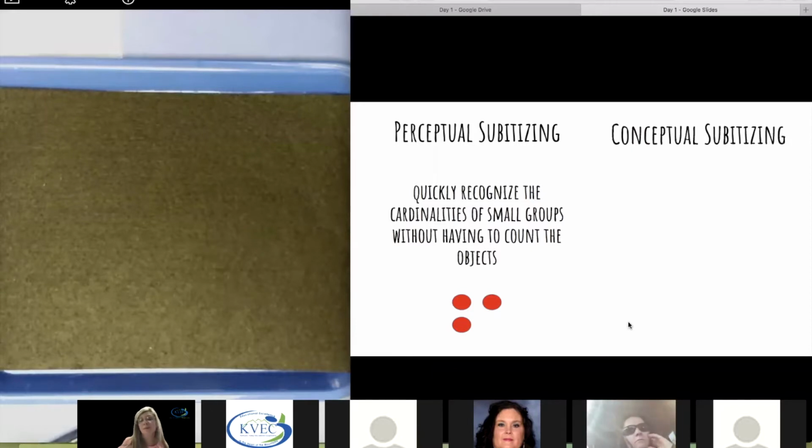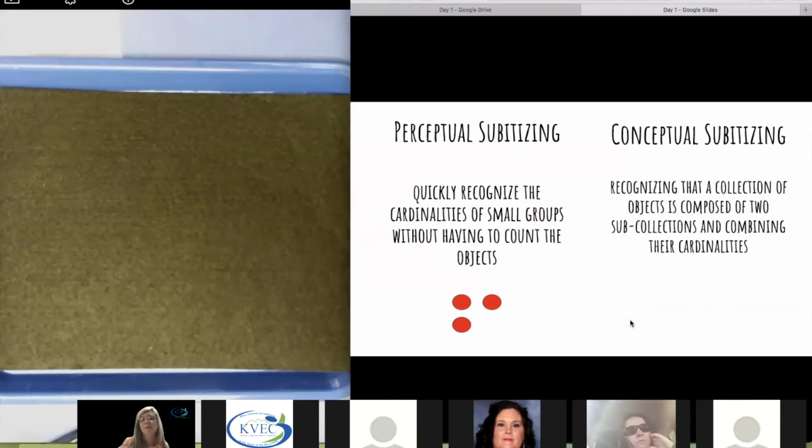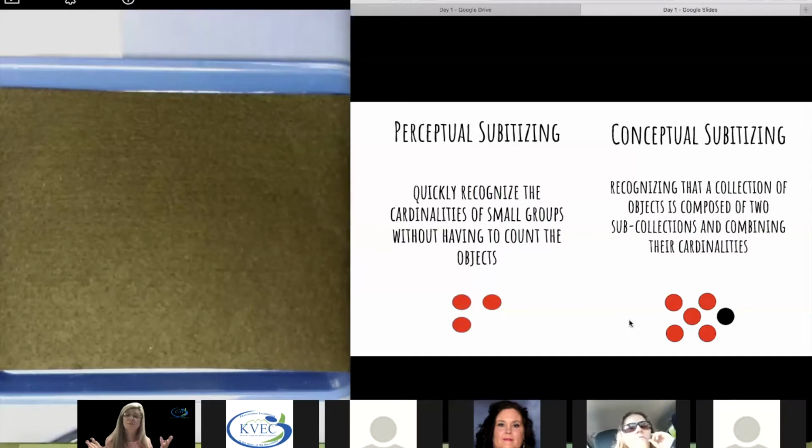Conceptual subitizing, on the other hand, is recognizing that a collection of objects is composed of 2 sub-collections. So it's combining the 2. Like here, that color makes us see what? What do we see? Five and 1. Yes, Melissa, thank you. 5 and 1. Because of the color arrangement, it makes us see that 5 and 1 specifically. So we're putting together 5 and we're putting together 1.